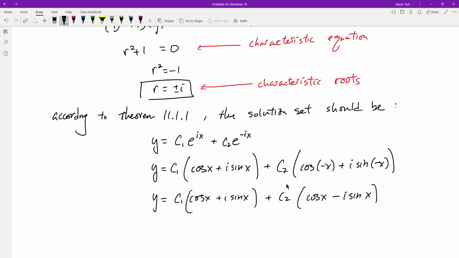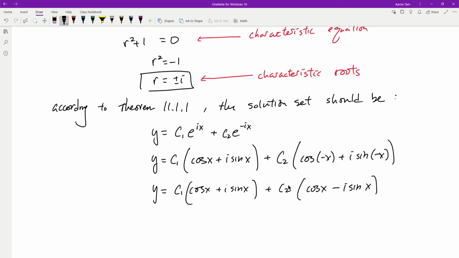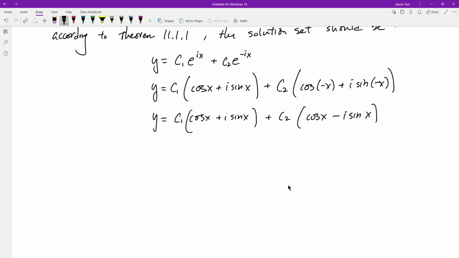Okay, because this is a second degree differential equation, we should have only two terms, or two vectors, in our basis to span the subspace of this solution set. And we do. Right now, what we do have is cosine x plus i sine x, and cosine x minus i sine x. But they are pretty complex in their own right to use as a basis. So is there some way to simplify this?